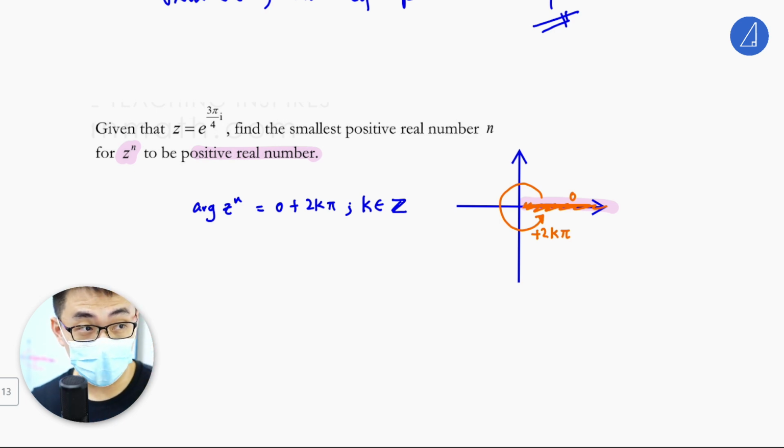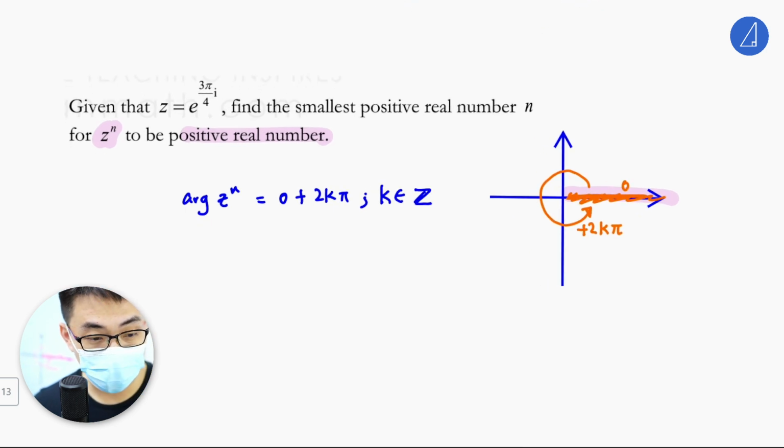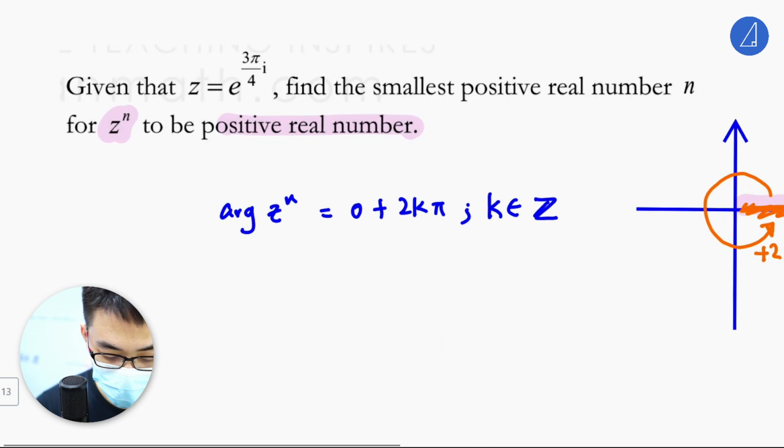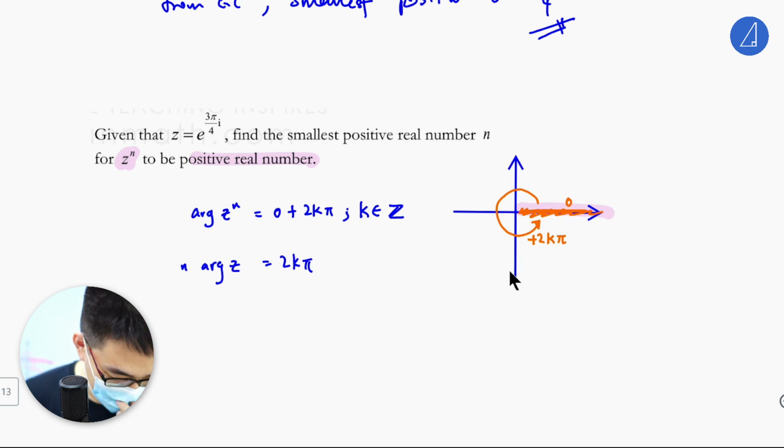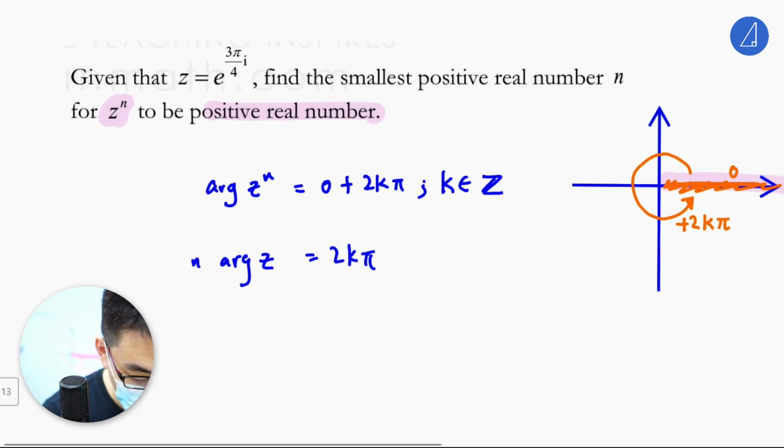And this is an exhaustive list. Confirm exhaustive one. I just want it to be like that. Then I know this is a logarithm, right? n can be brought down, and the argument of Z equals 2k pi. This part here, 3/4 pi, is our argument of Z.